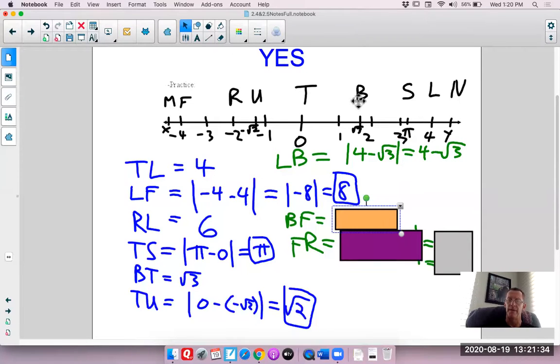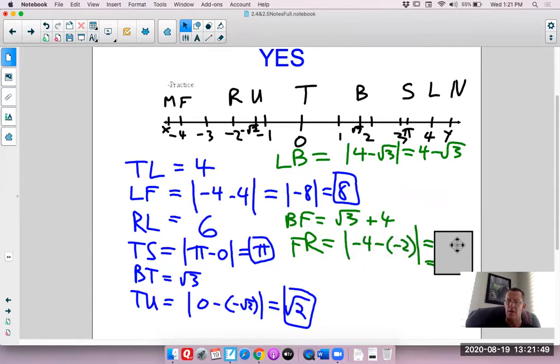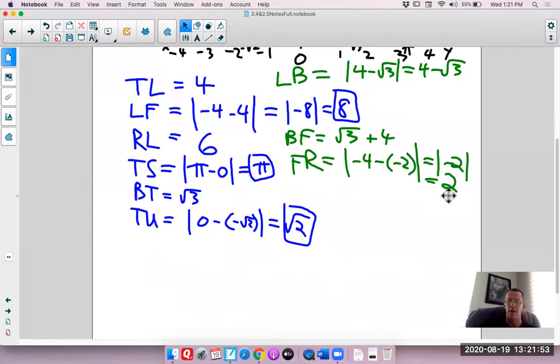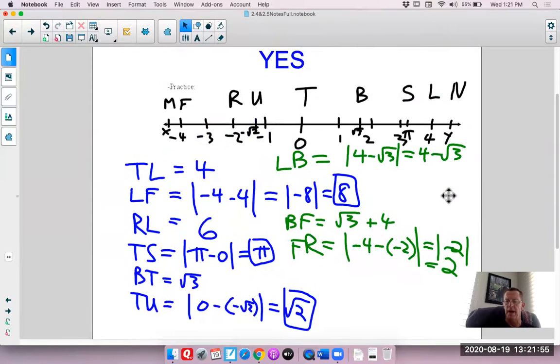Okay, BF, root 3, negative 4. So what would that one be? Hopefully you got root 3 plus 4 or 4 plus root 3. And for FR, F is negative 4, R is negative 2. So you should have gotten 2 for that. All right, that's it for 2.4 and 2.5.